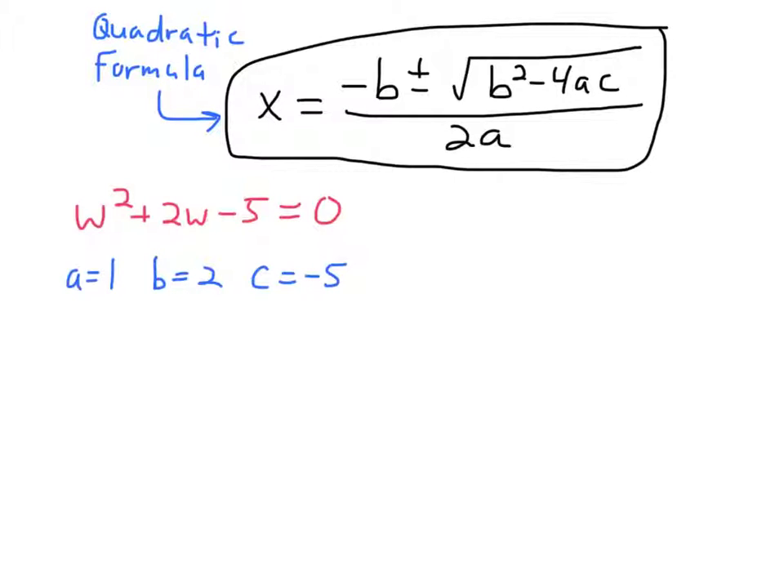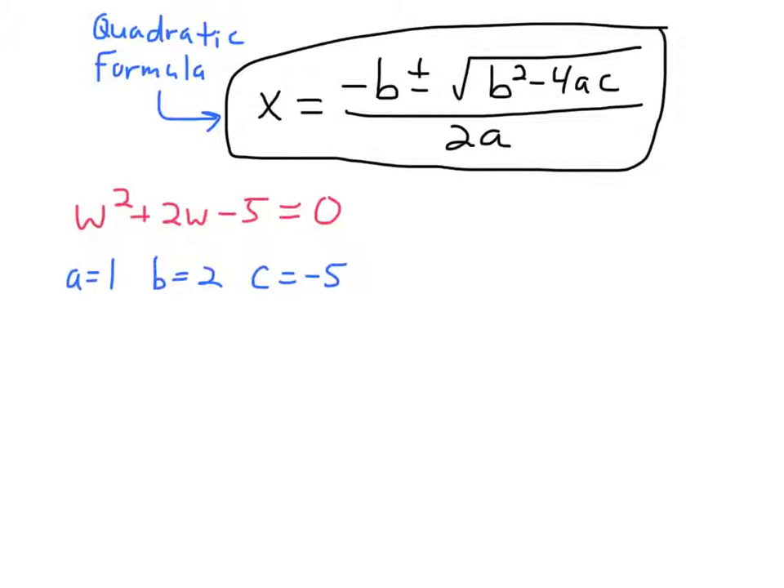So that's pretty easy to determine. Just make sure when you do that step you have a 0 on one side of your equation. So if you didn't have a 0, you'd start by getting a 0 on one side and then determine the a, b, and the c. Now once we have the a, b, and the c, we'll just plug those into the quadratic formula.